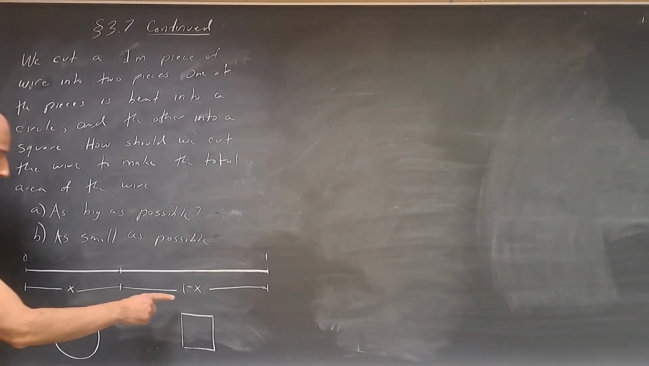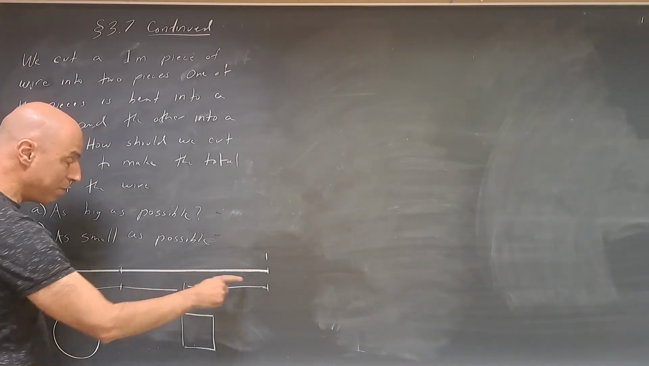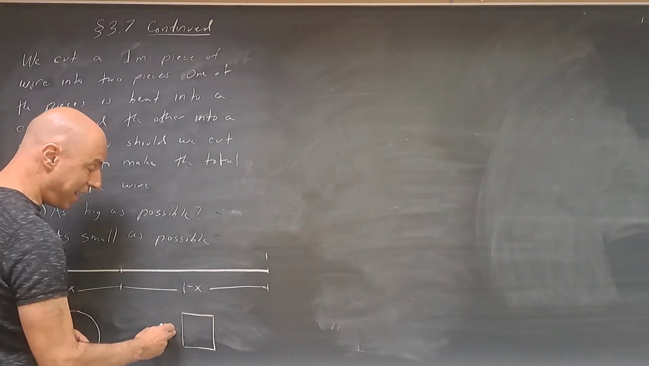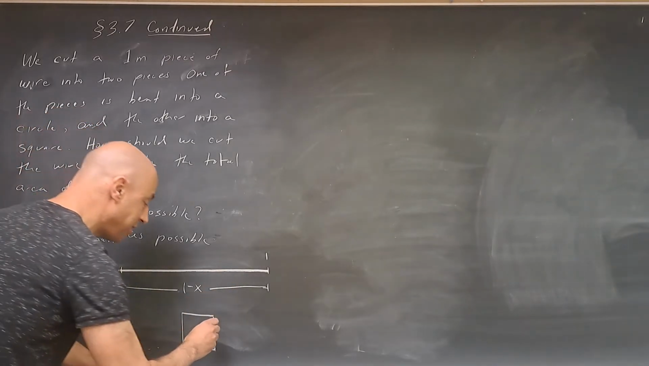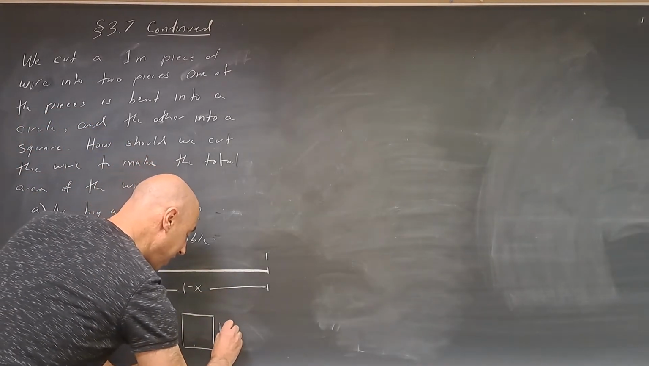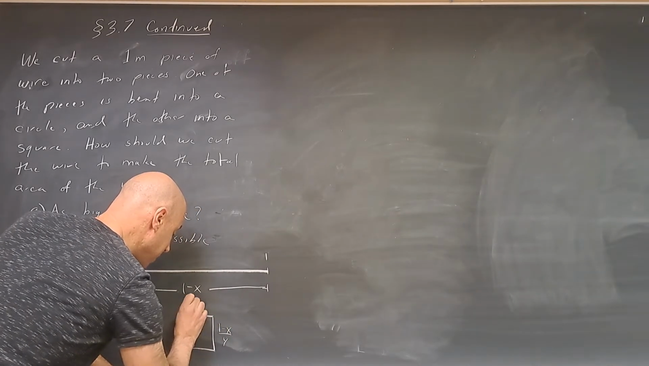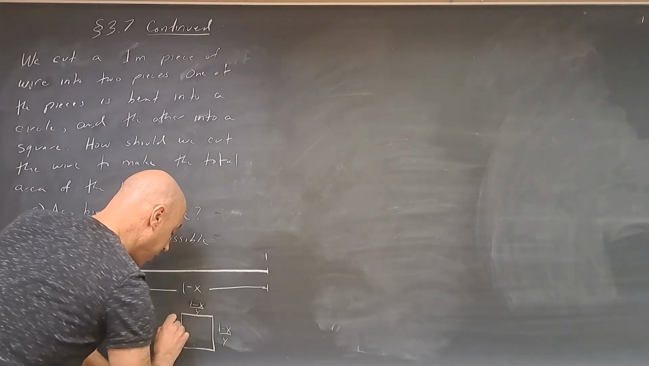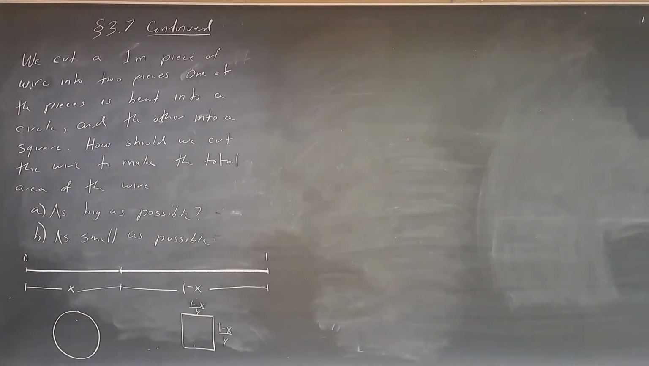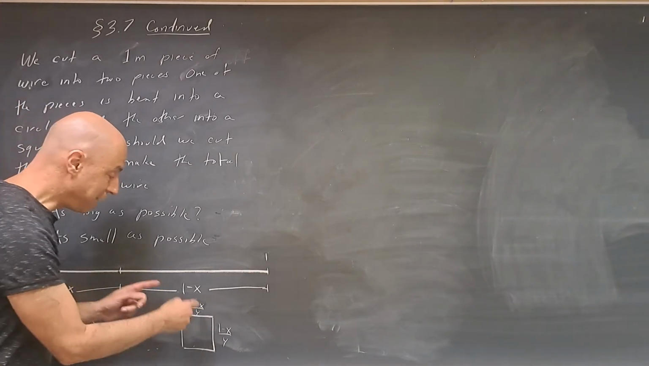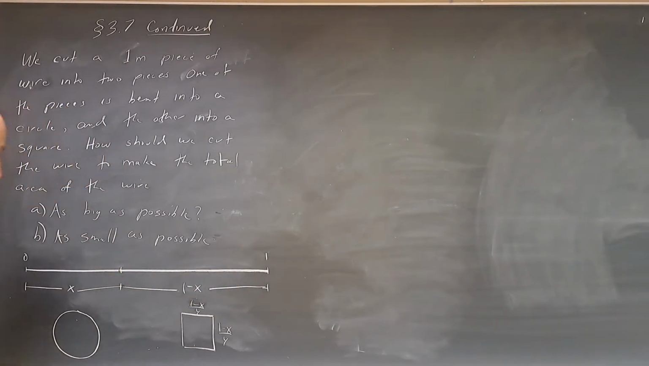Let's deal with the square first. So if we have 1 minus x total to make a square, then each of these sides is a quarter of that. So each of these sides has length (1 minus x) over 4. And this has length (1 minus x) over 4, and so does this, and so does this. The length and the width of that square are (1 minus x) over 4. Each one of those sides is a quarter of the total length of that wire.